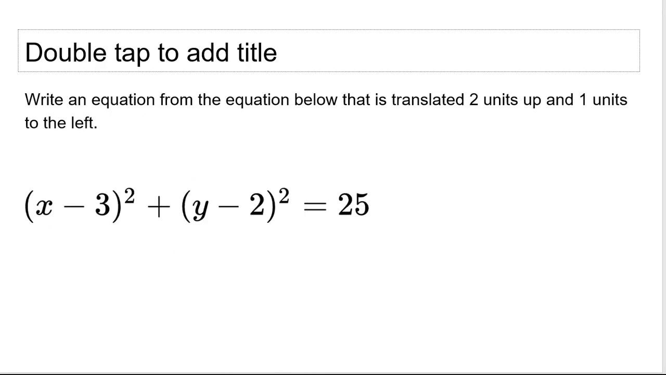Alright, so this one gets a little complicated because now we are talking about it not centered at the origin. So right now I want you to find the new center. The new center is simply 3, 2.